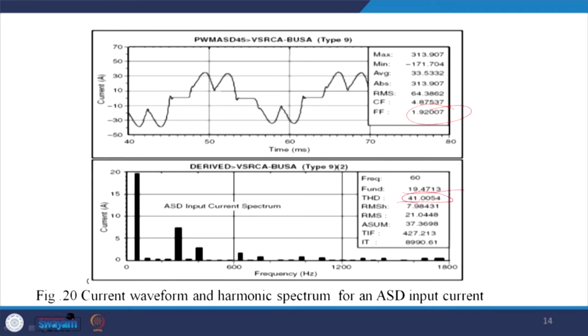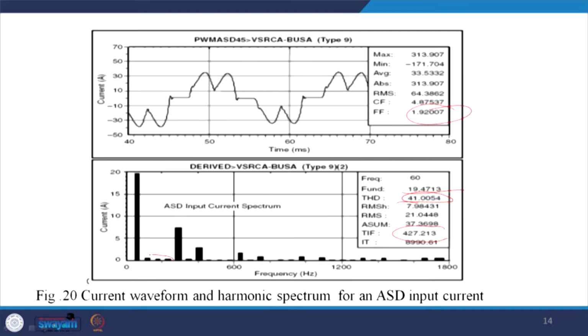THD here you will find is more than 8 times the standard applicable value, that is 41%, and the RMS value is definitely of this 7.9 and RMS is 21.1 and TIF is 72.5. So, this is the fundamental.